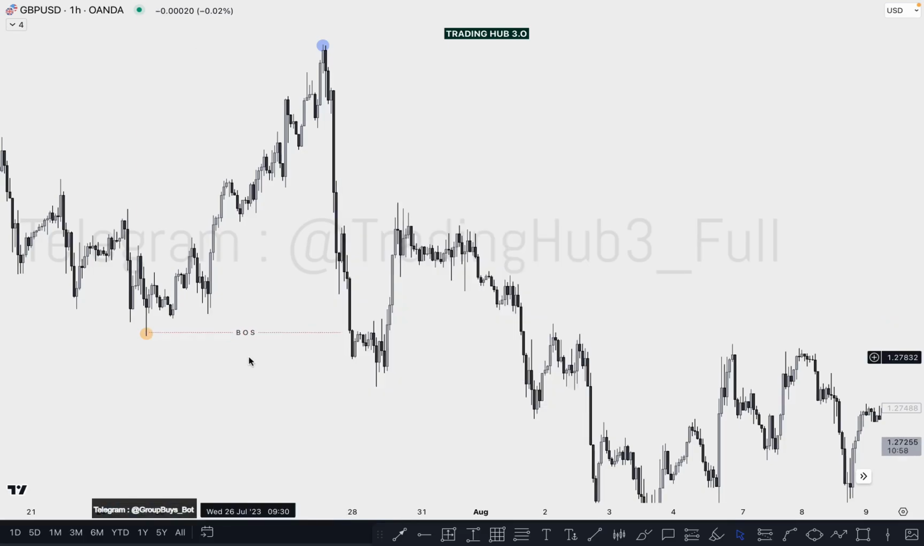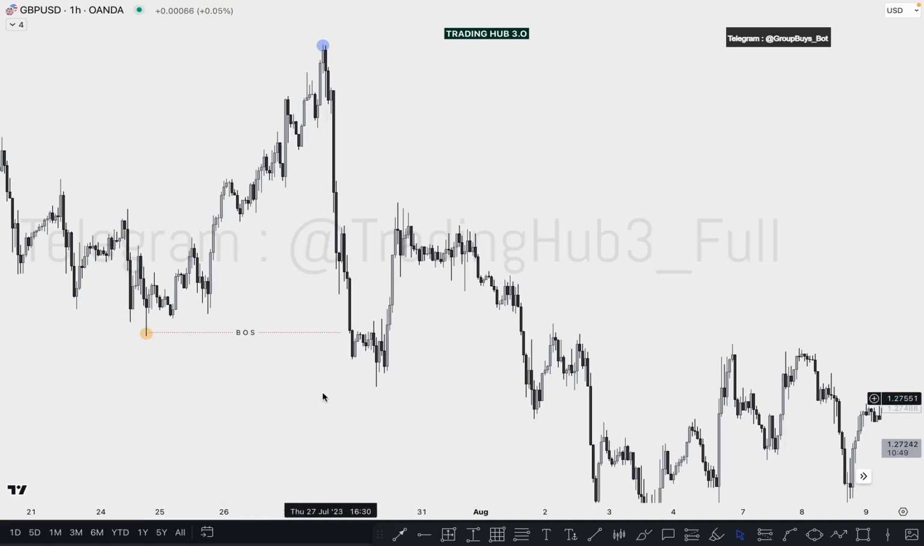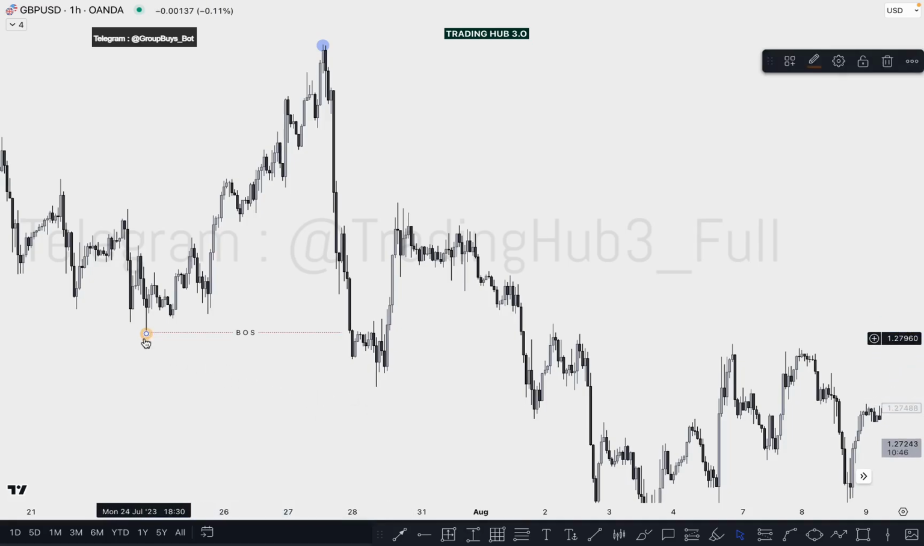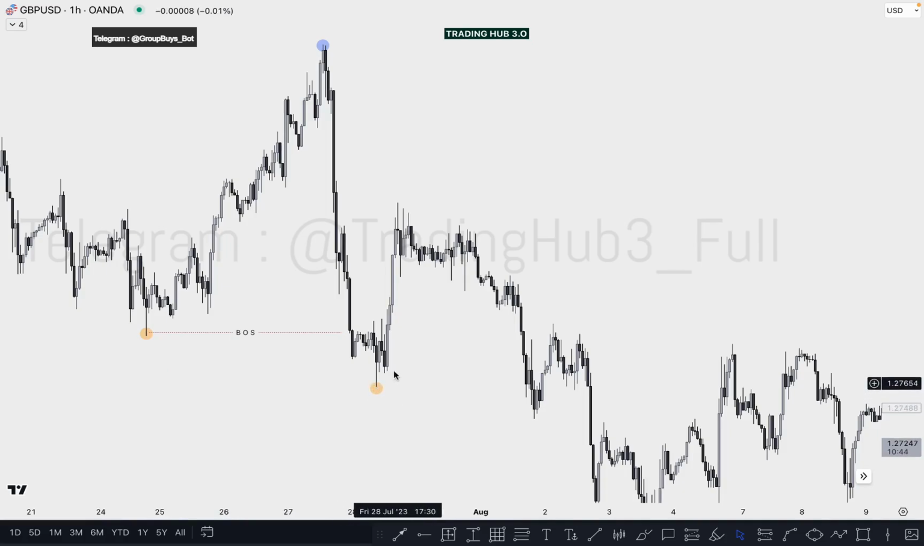After this break of structure, you need to wait for the market to take out the inducement to confirm any lower low, because market momentum is bearish. So where is our lower low in this case? Look at this one. This is our lower low. Why? Because the market took out the inducement. So where is the inducement? Here, right? When the market took out the inducement, our lower low is confirmed here.